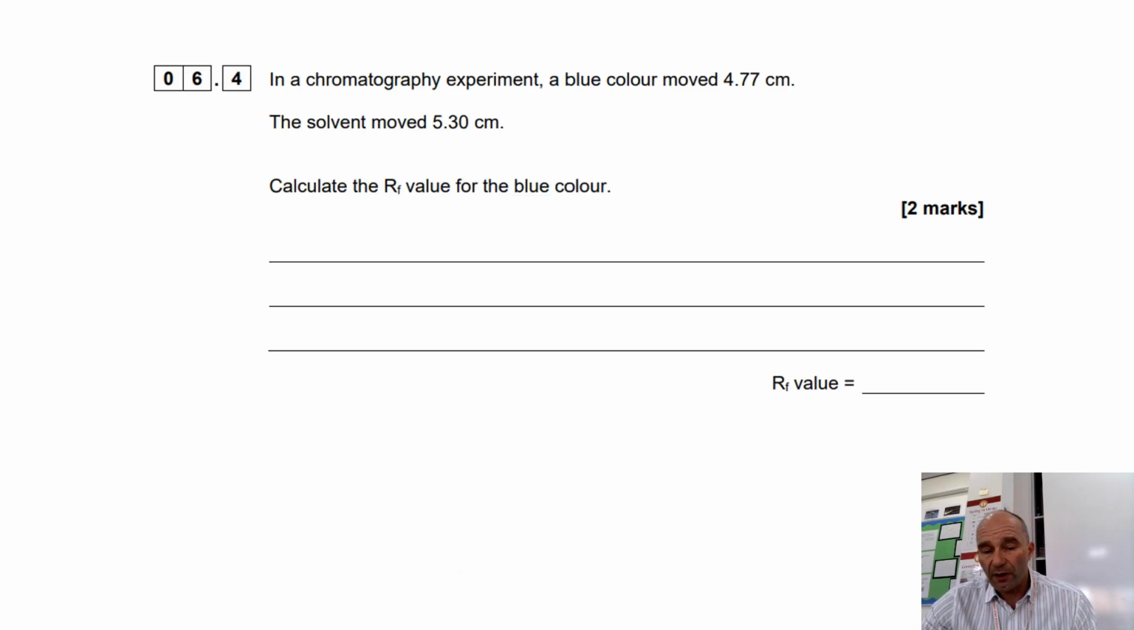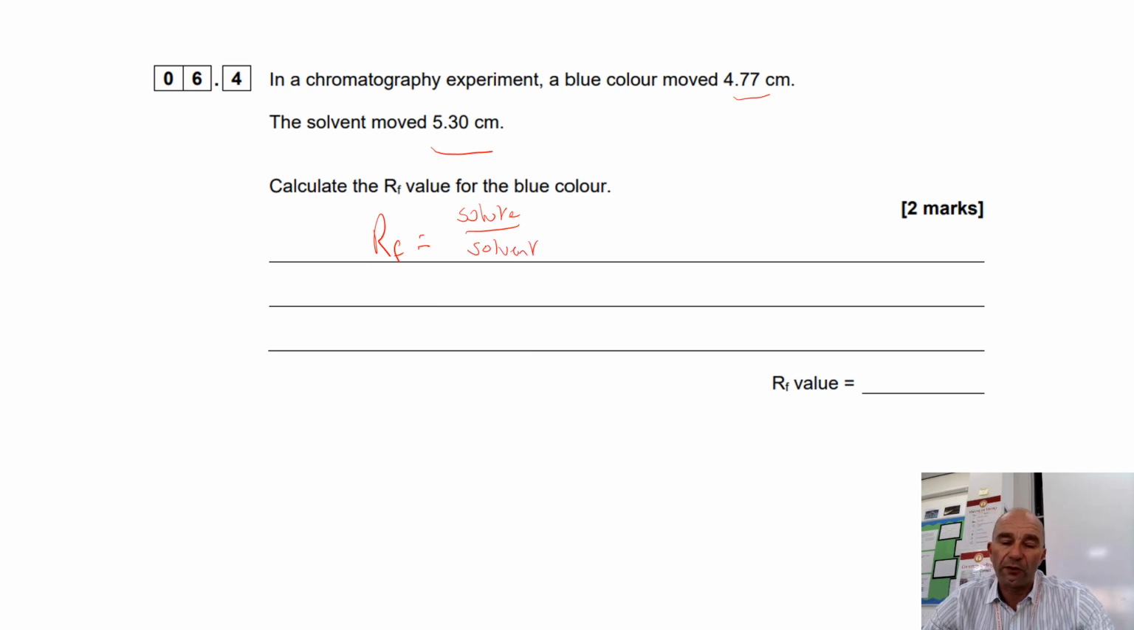Right, so now we've got our maths question. This is calculating the RF value. So in the chromatography experiment, a blue colour moved 4.77 centimetres. The solvent moved 5.3 centimetres. We need to calculate the RF value. So the RF value is the distance the solute travelled divided by the distance that the solvent travelled.